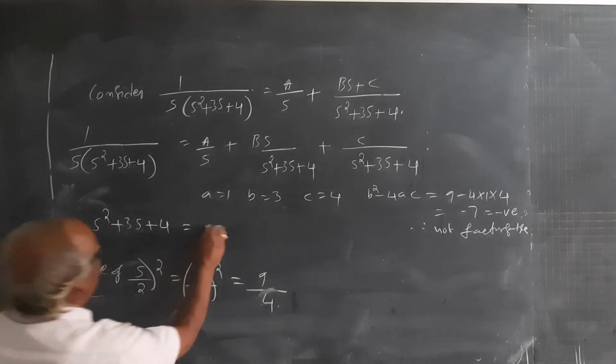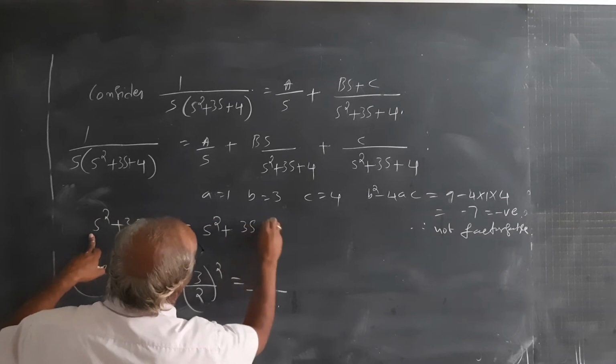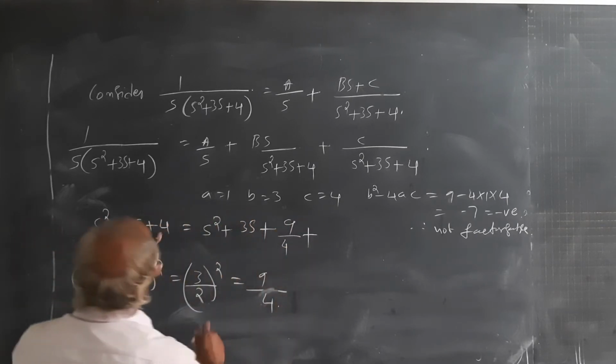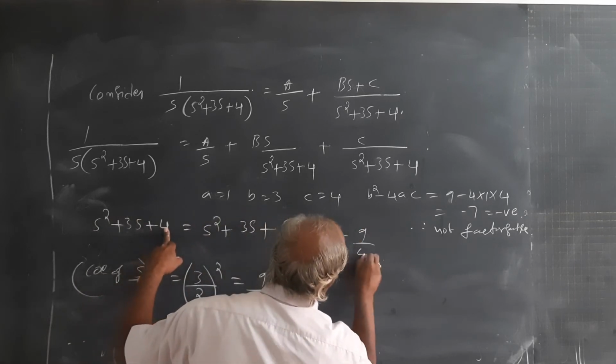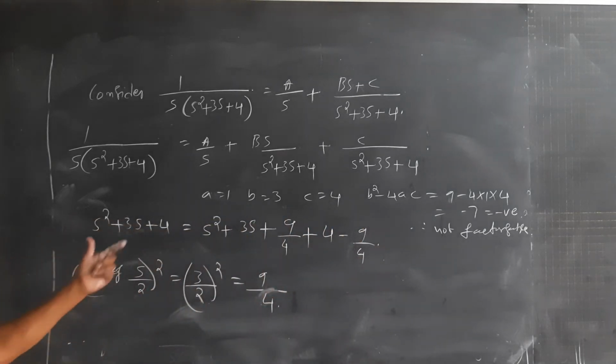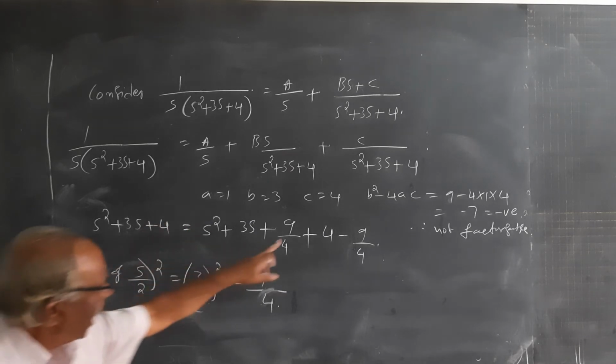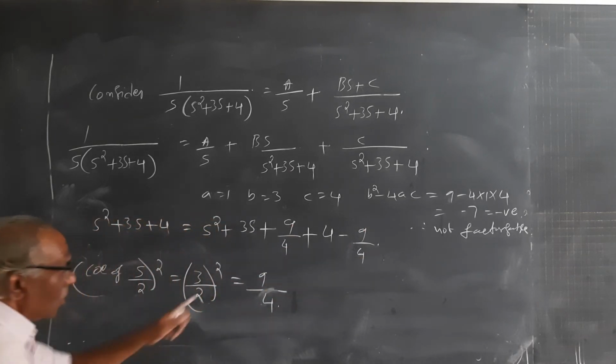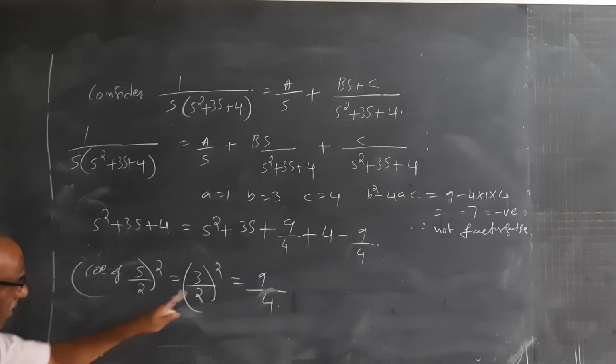So what you are doing is adding and subtracting 9 by 4: s squared plus 3s plus 9 by 4, plus 4 minus 9 by 4. Observe the point. For this 3s, I have added 9 by 4, and to this 4, I have subtracted 9 by 4. Coefficient of s by 2, whole square. You are getting the point clear.